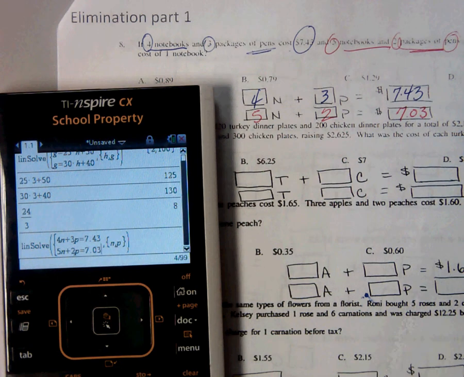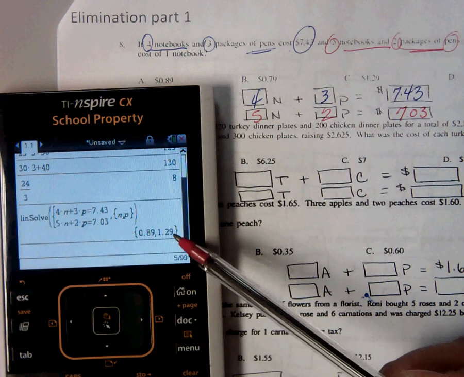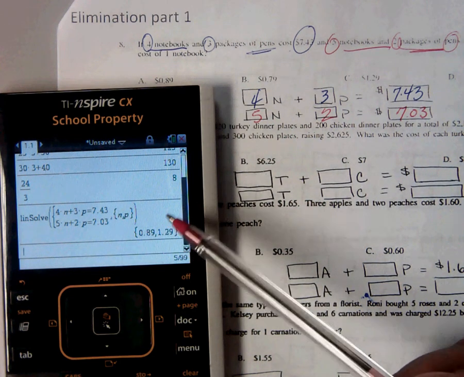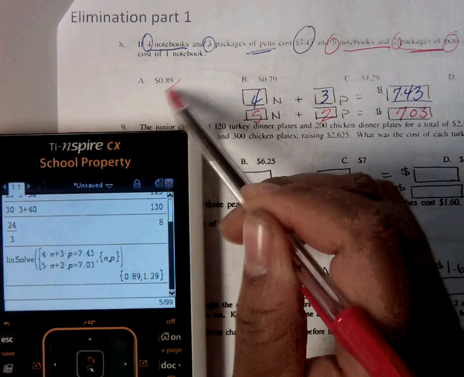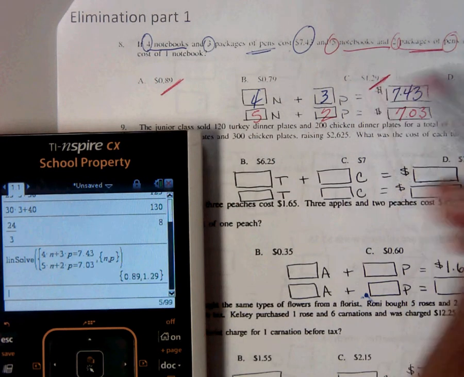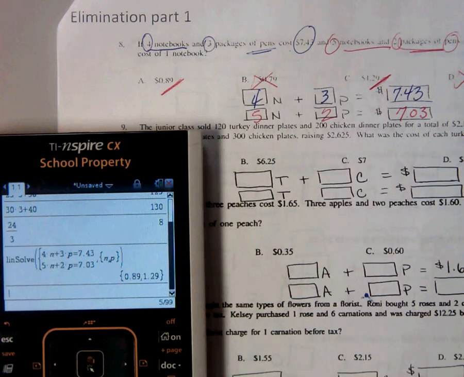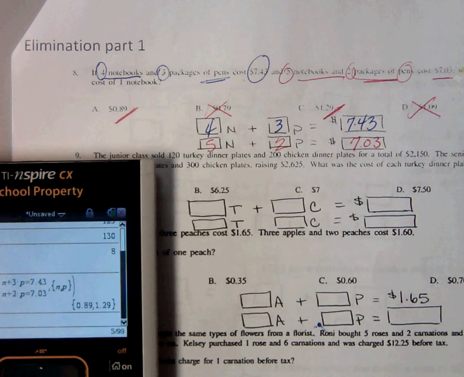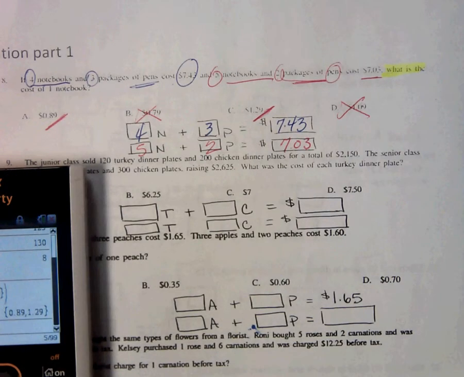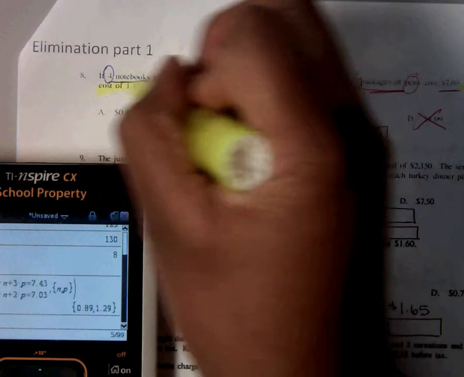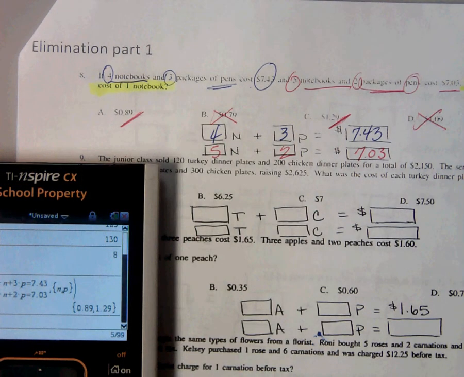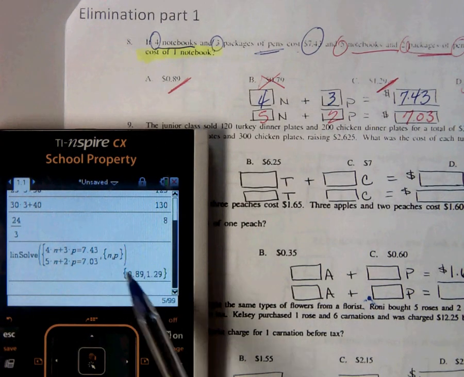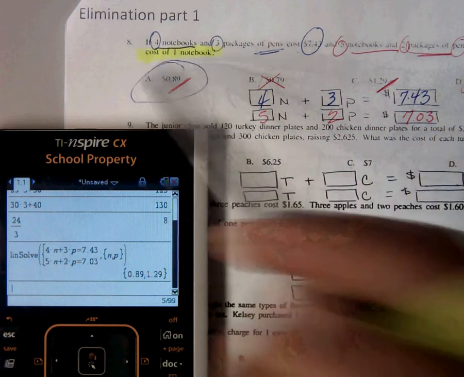I'm going to press enter. It gives me two numbers. It's very important that you do not leave it X and Y, because if you notice in my answer choices, I see 89 and I see 129. How will I know what the answer for the question is? Well, the last part of this question says, what is the cost of one notebook? So we're looking for N. Since N came first, this first number is N, therefore A is the answer.